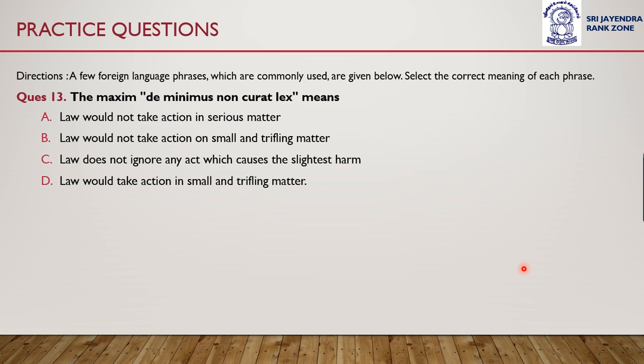Question number 13. The maxim de minimis non curat lex means option A, law would not take action in serious matter. Option B, law would not take action on small and trifling matter. Option C, law does not ignore any act which causes the slightest harm. Option D, law would take action in small and trifling matter.